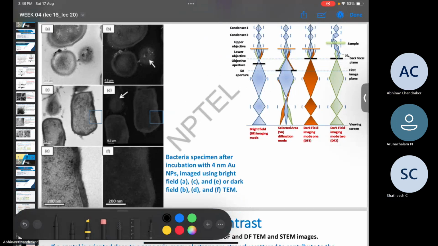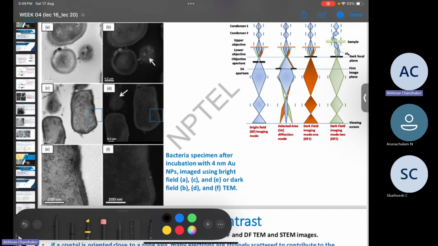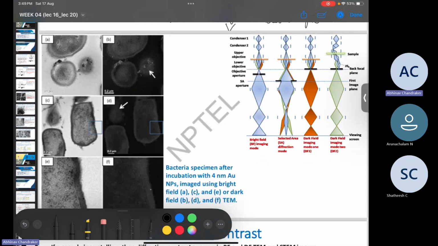Now, if you have any doubts, you can let me know. Here are some images of some biological specimen which are imaged by both bright and dark field methods. Can you tell which of them is bright field and which is dark field for these images?